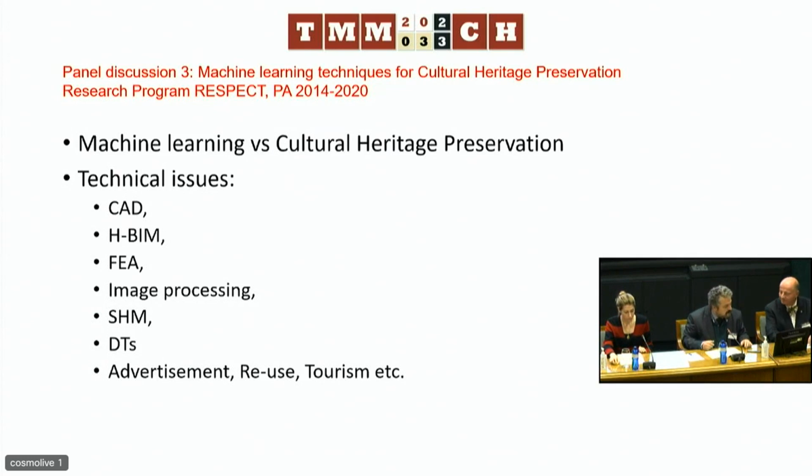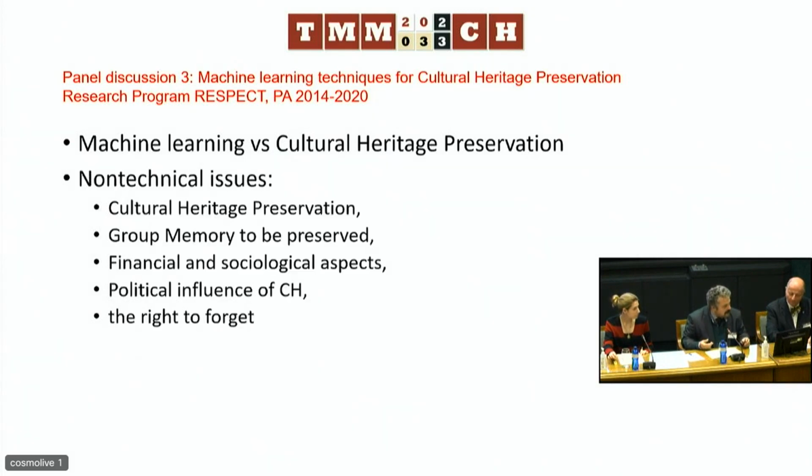And of course, everything must be financed. That means advertisement, reuse, tourism is a driving force to help us do the real, let us say, engineering work. Okay, just to mention some words here, cultural heritage preservation. The group memory must be preserved. I think all these things have been discussed in the previous session. Financial and sociological aspects are very important. In which society, in which context is the society, is the government able to finance and support all these things? Of course, the political influence of cultural heritage is very important, at least in the Balkan area where several religions and several cultures are mixed and coexist, and depending on the situation, they can be used or abused.